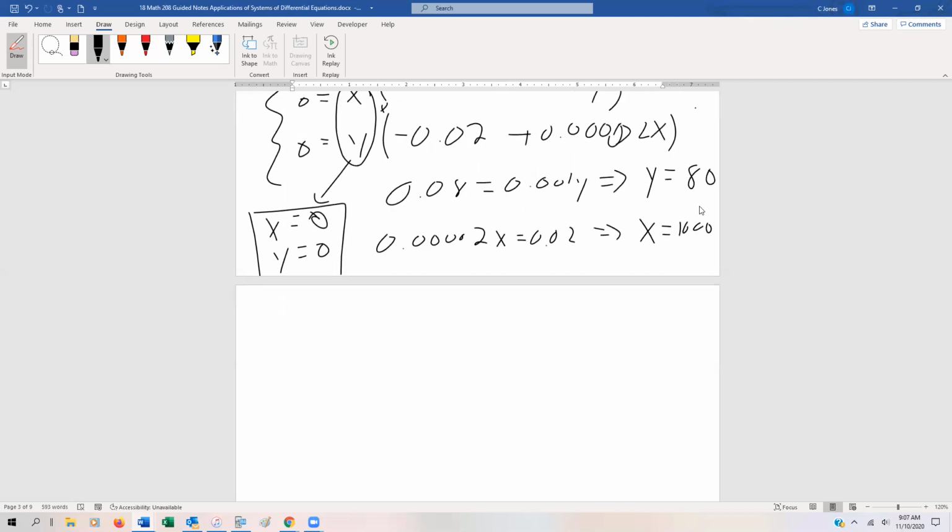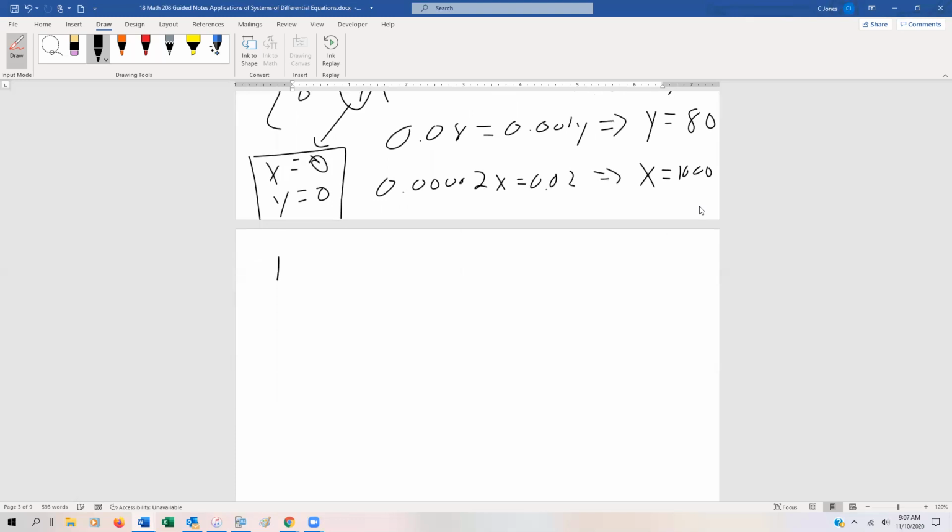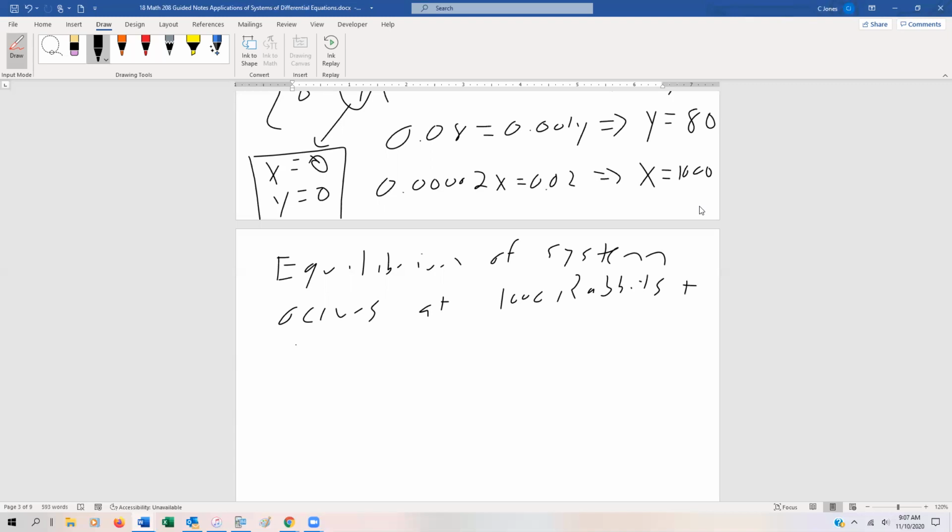And so what does this mean? Well, this means that equilibrium of the system occurs at 1,000 rabbits and 80 wolves. That'll be enough to sustain the system. That means the rabbits can still reproduce by grazing, and the wolves can still survive by hunting the rabbits.